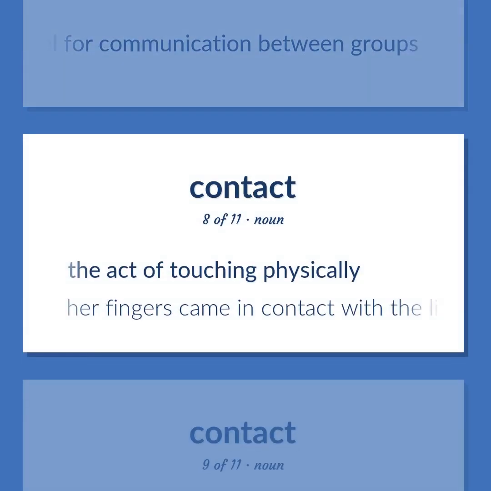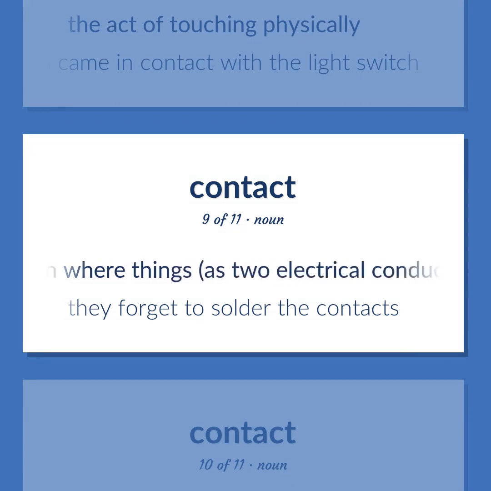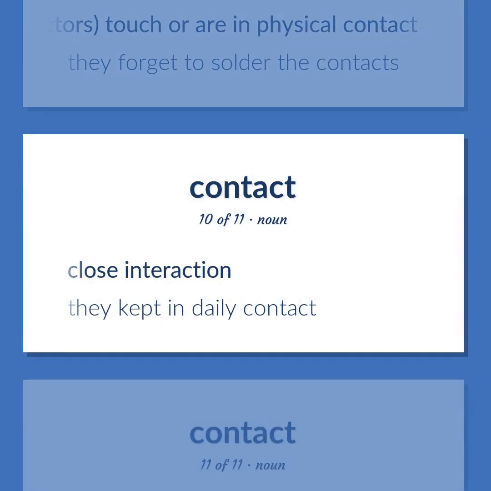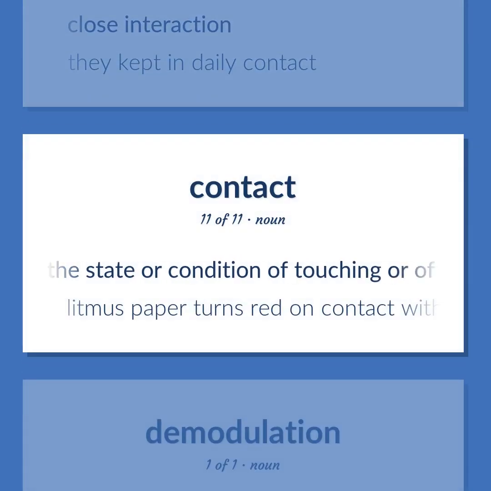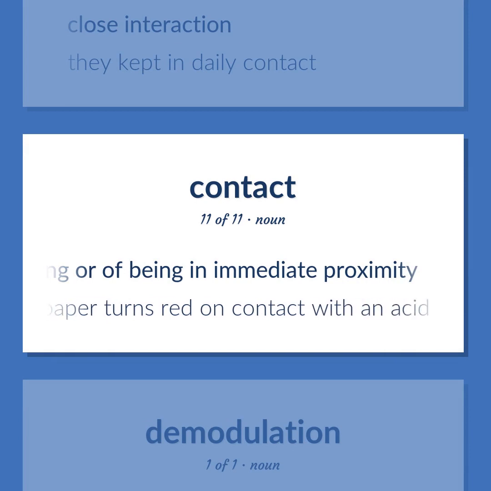The act of touching physically. Her fingers came in contact with the light switch. Electronics. A junction where things, as two electrical conductors, touch or are in physical contact. They forget to solder the contacts. Close interaction. They kept in daily contact. The state or condition of touching or of being in immediate proximity. Litmus paper turns red on contact with an acid.